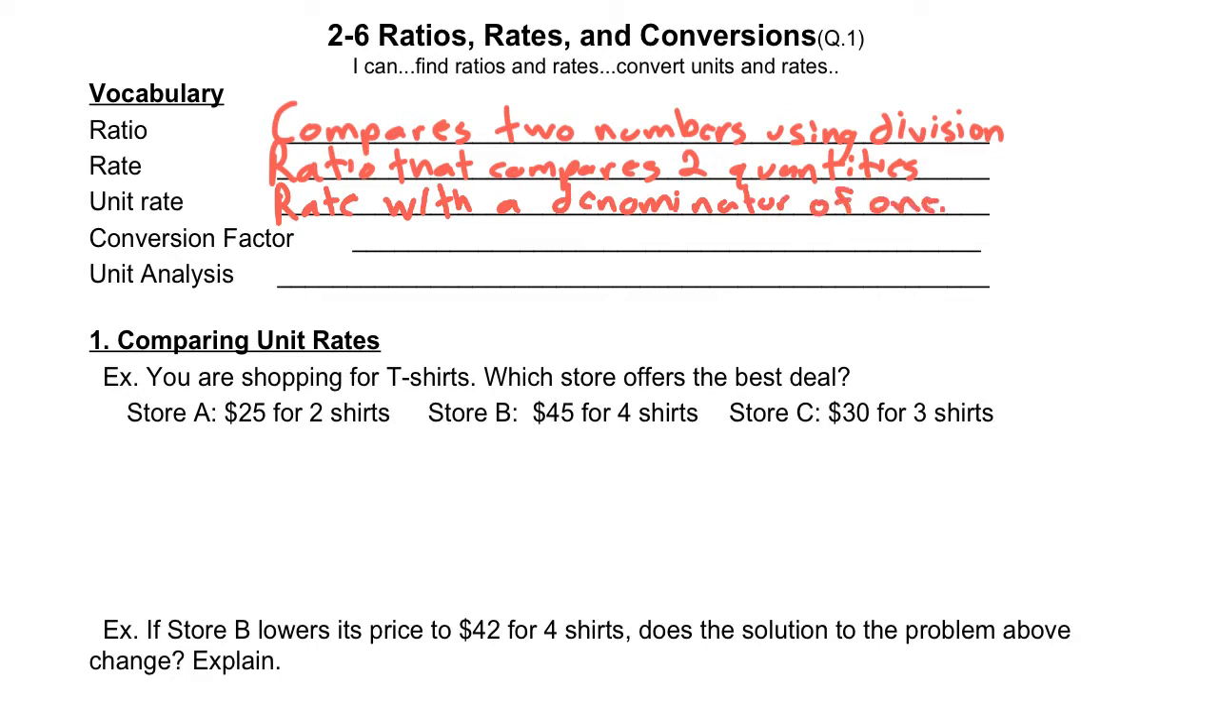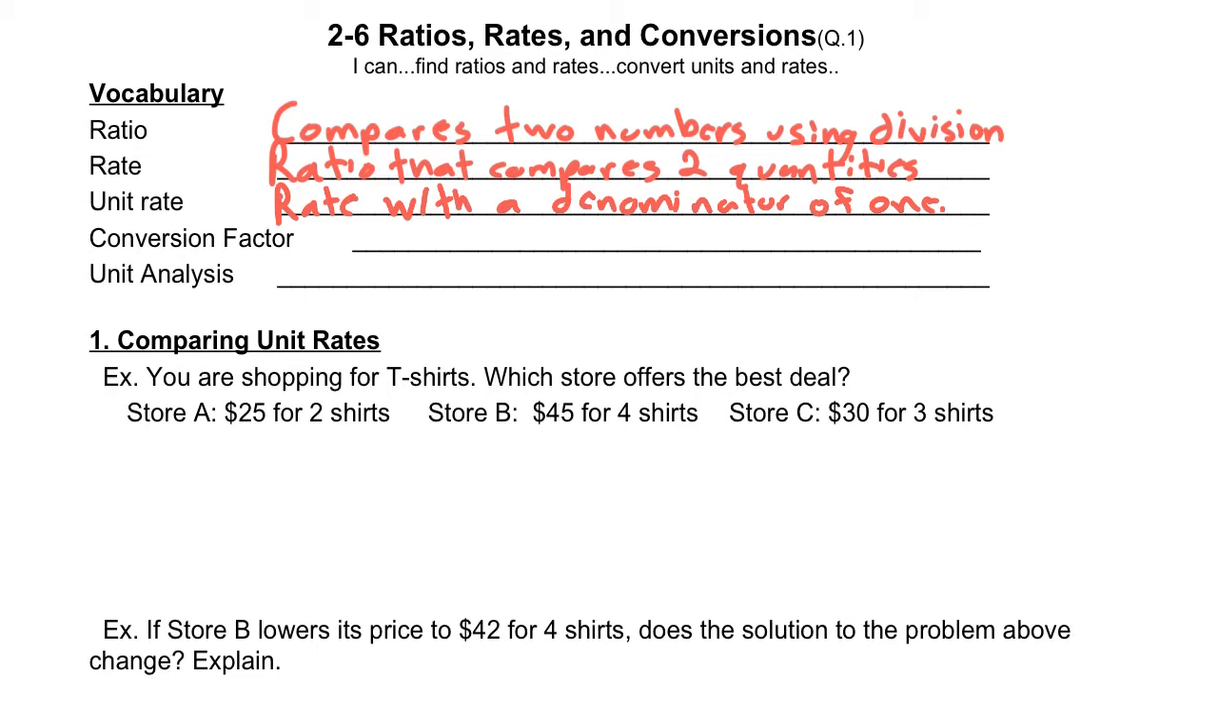An example of a unit rate would be miles per hour. How many miles can you travel in 1 hour? A unit price: how much does each of something cost? Okay, so those are some of the common rates we're going to talk about.